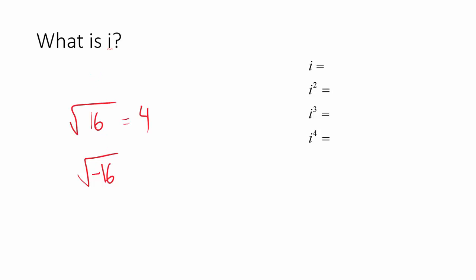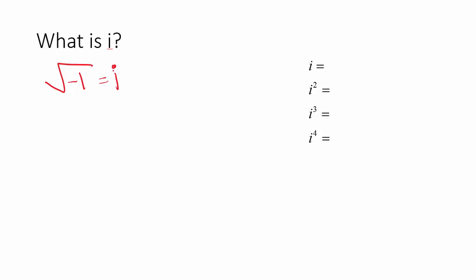Imaginary numbers come from negative square roots, and i, or this imaginary number, is defined by the square root of negative 1 is equal to i. So we just defined in mathematics that the square root of negative 1 is equal to i. So we'll fill that in over here. So i is equal to the square root of negative 1.